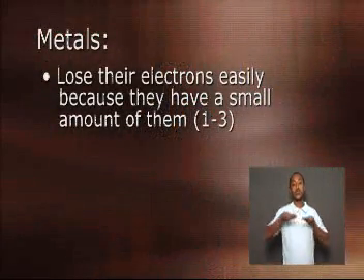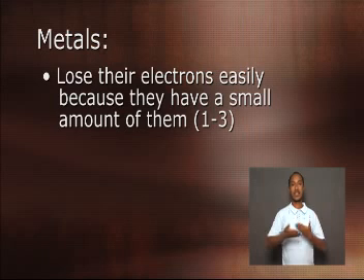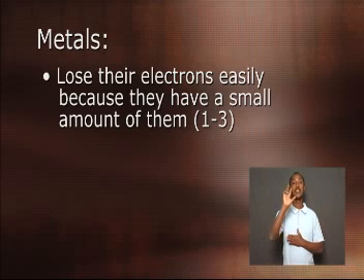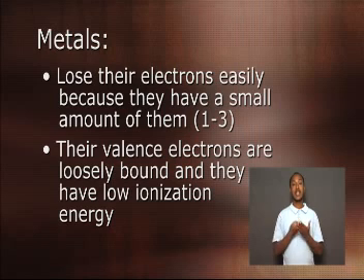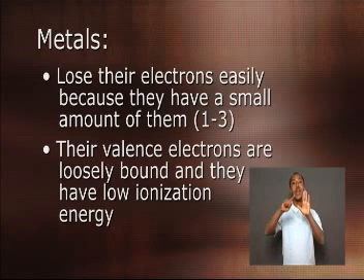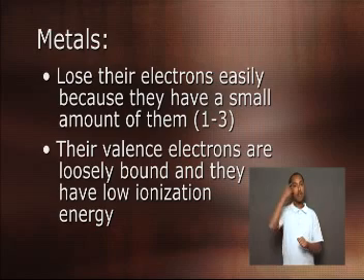Metals lose their electrons easily because they only have a small amount of them, generally between 1 and 3. These valence electrons are loosely bound to the nucleus and require low ionization energy for their removal from metal atoms.